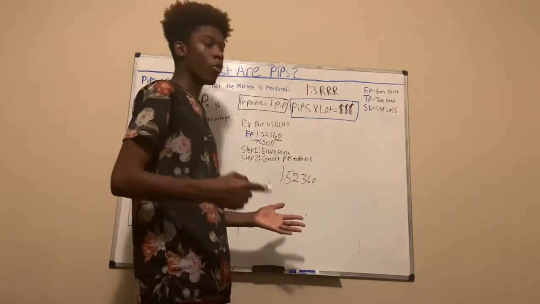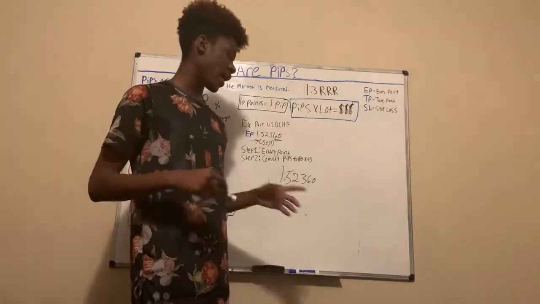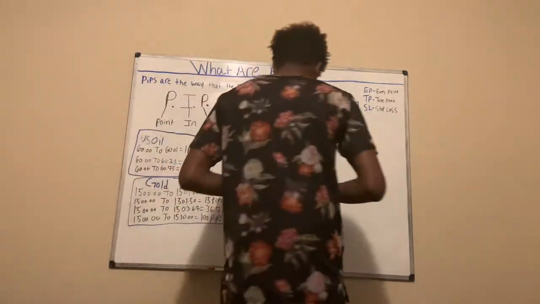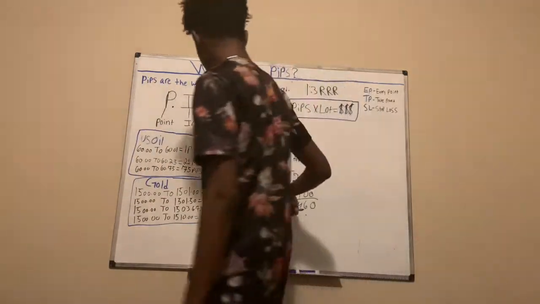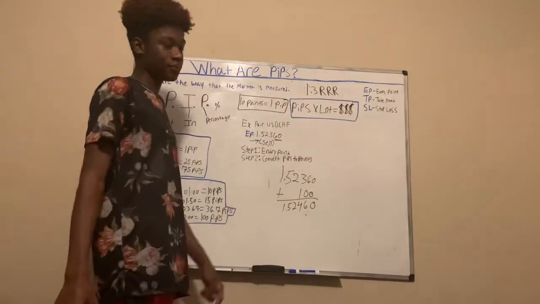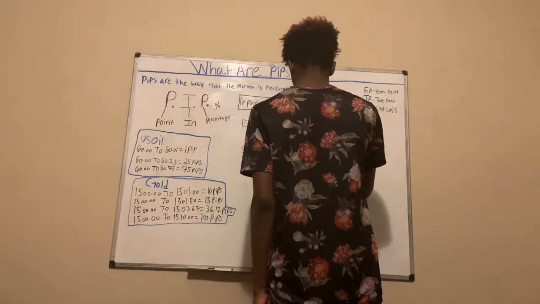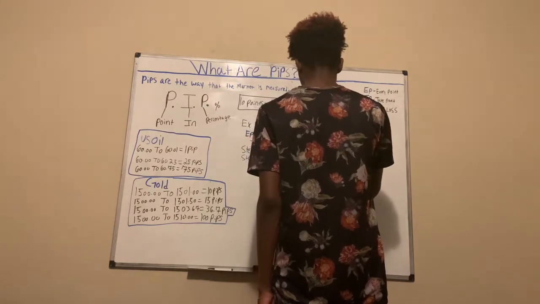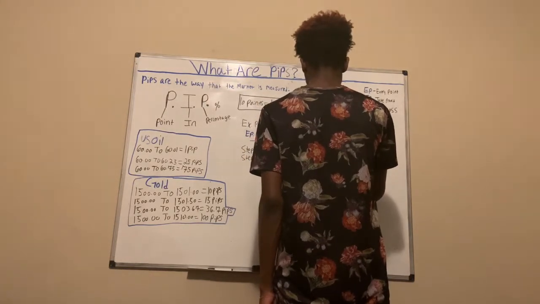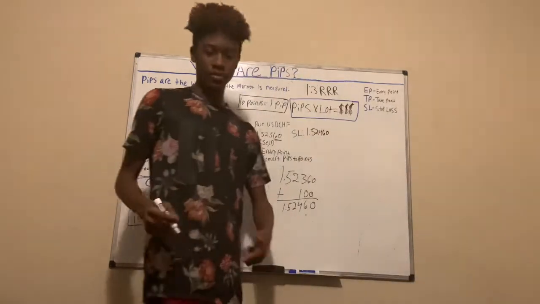So I want a 10 pip stop loss. I add 100 points to here. This would be my 10 pip stop loss right here. So let's write the stop loss. SL is 1.52460. That's my 10 pip stop loss right there.